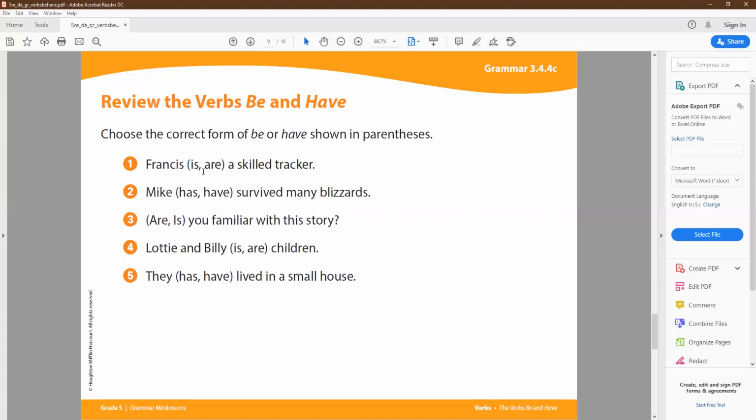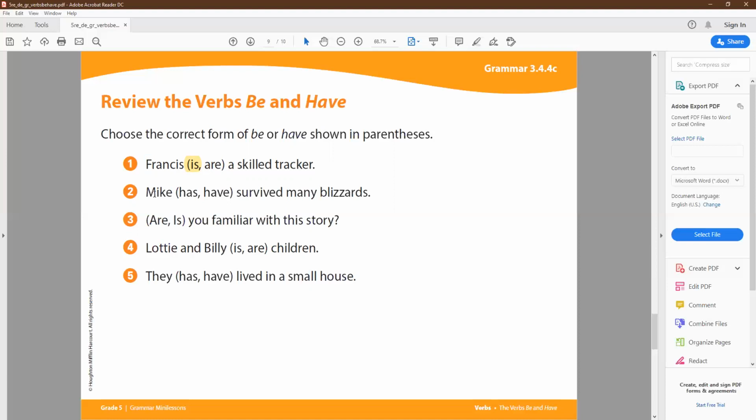Okay, so Francis is or are a skilled tracker. Well, many of you might already know, hey, Miss Simon, that has to be is. Okay, but why? Well, if we look at Francis here, Francis is singular. So since my subject is singular, I must have a singular verb. Which of these is singular, is or are? We know is going to be our singular verb, so that's the one that's going to make sense there. And if we read that sentence, we can check that. Francis is a skilled tracker. That makes sense. If we read Francis are a skilled tracker, we already know that that does not sound right, and Francis is singular, so you must have a singular verb.